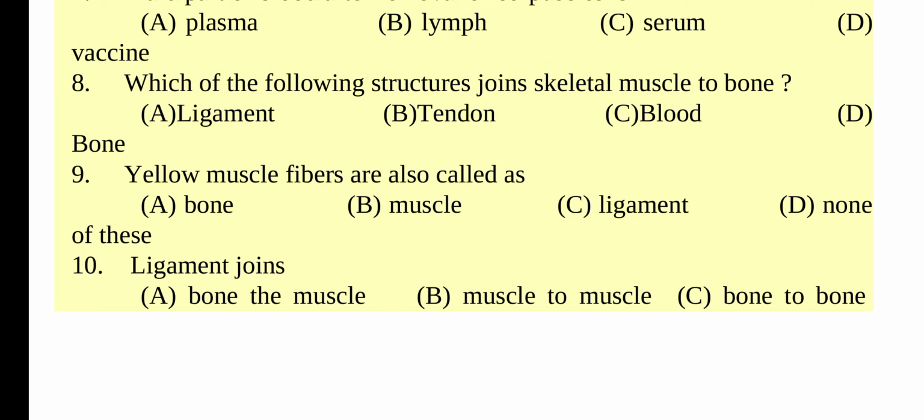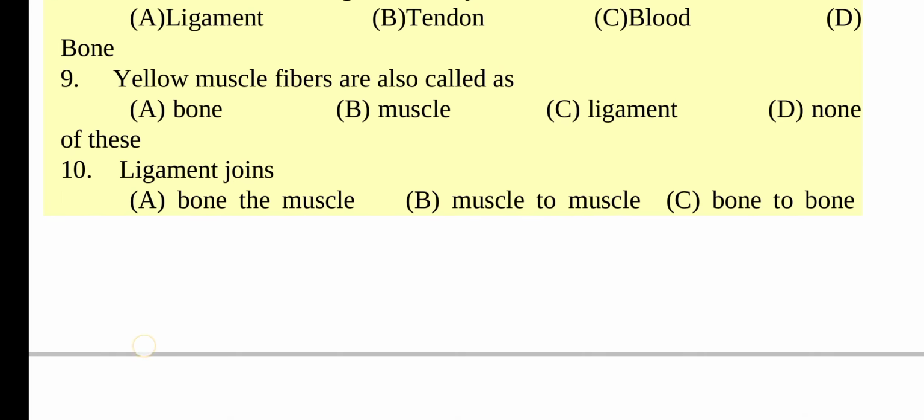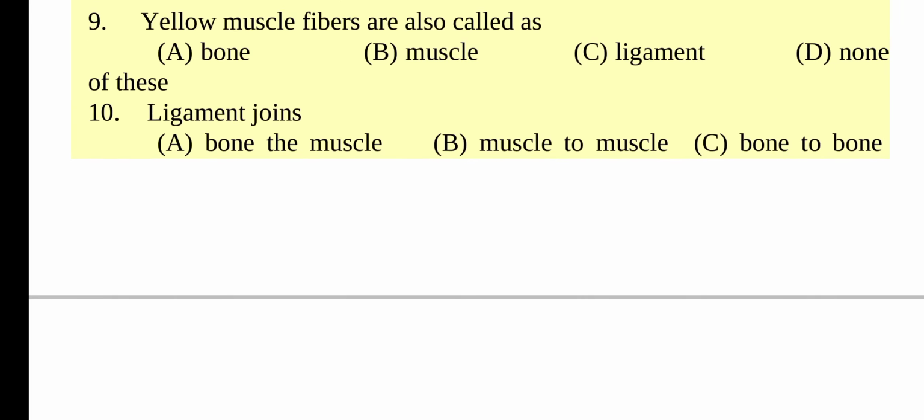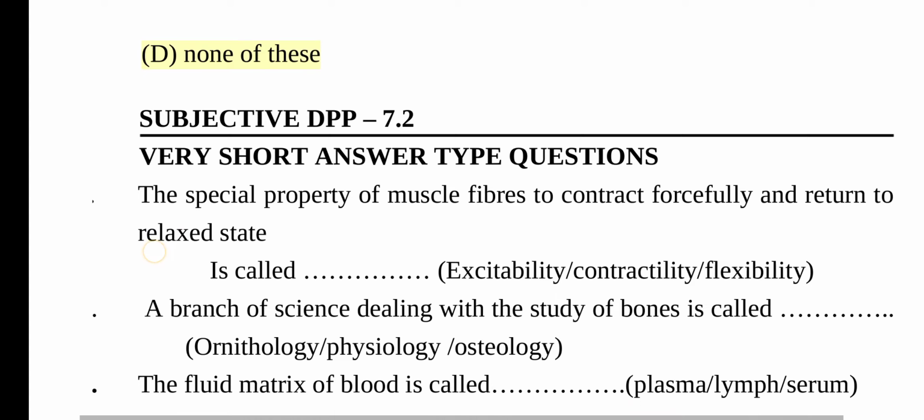Blood. D. Bone. 9. Yellow muscle fibers are also called as A. Bone. B. Muscle. C. Ligament. D. None of these. 10. Ligament joins A. Bone to muscle. B. Muscle to muscle. C. Bone to bone. D. None of these.